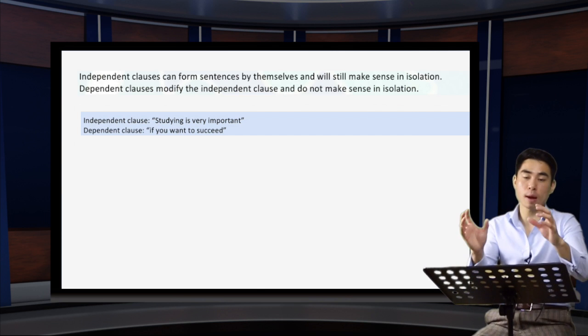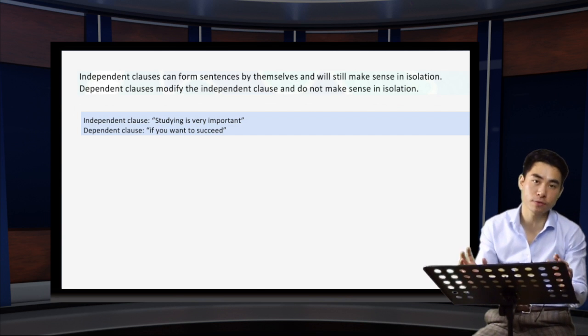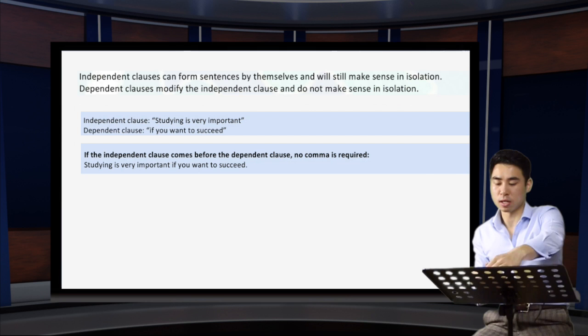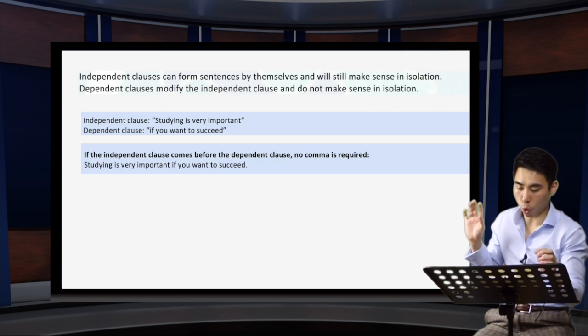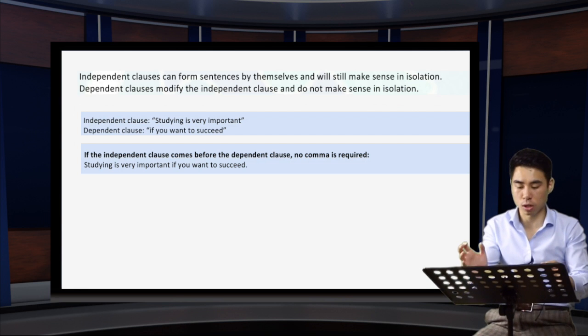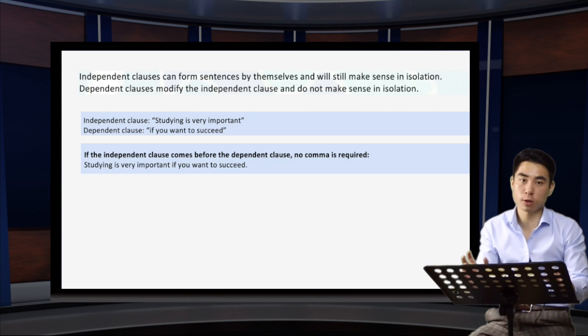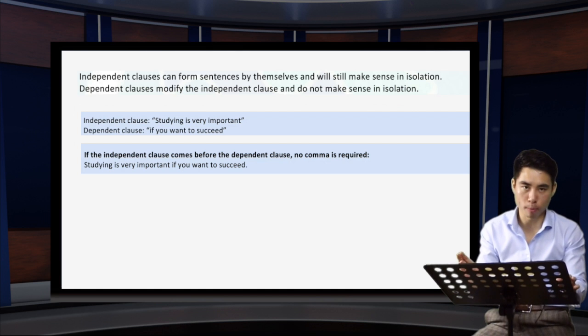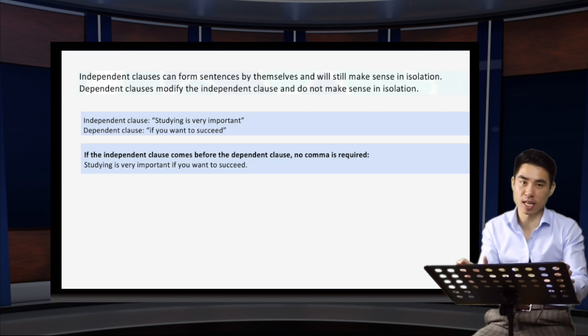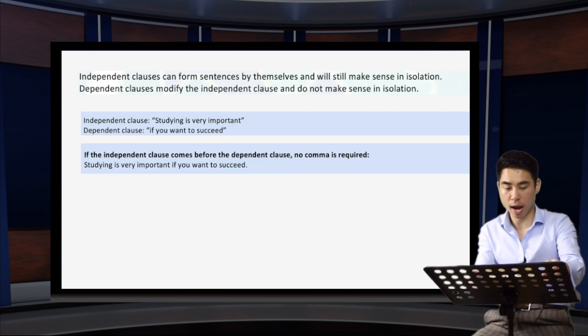This concept of independent and dependent clauses becomes very important when you're punctuating longer sentences. Here, the ordering of these clauses will determine whether or not you need a comma separating these two subsections. If our independent clause comes before our dependent clause, then no comma is required. So you have studying is very important, that's our independent clause, followed by if you want to succeed, our dependent clause. You notice there is no comma in between our two clauses.